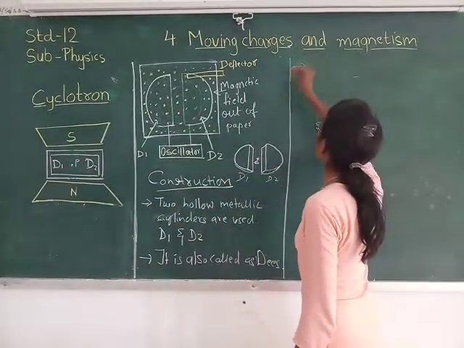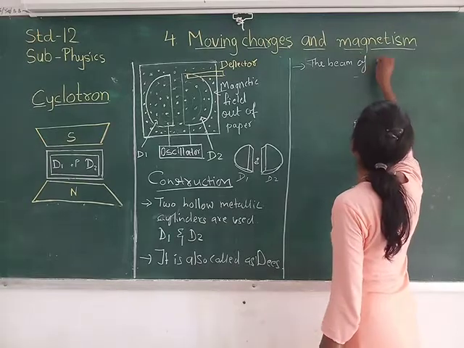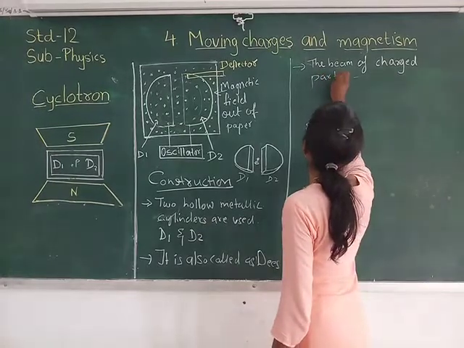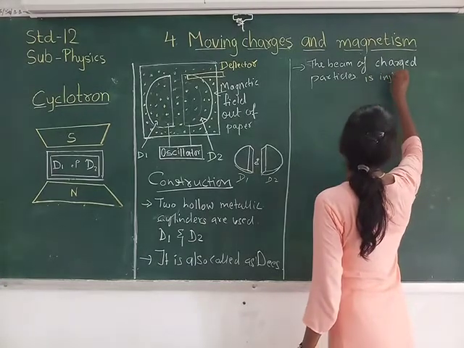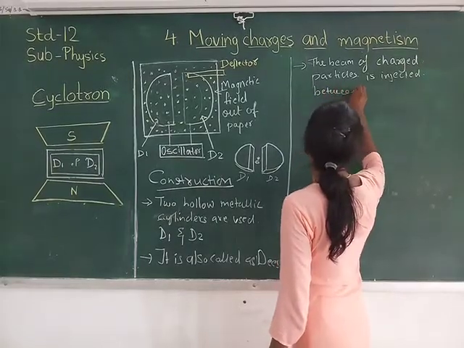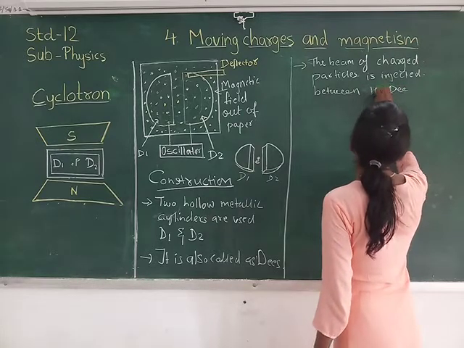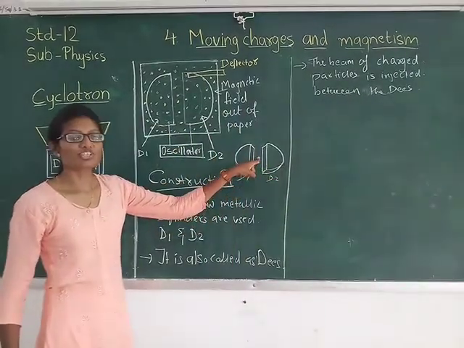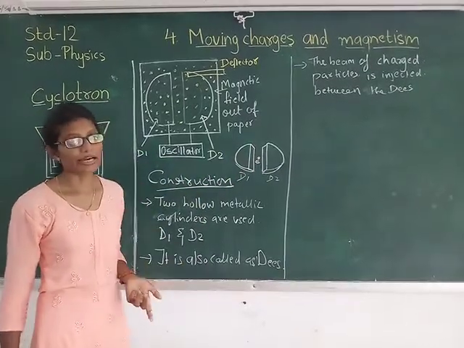So what do we have next? The beam of charged particles is injected between the two D's. Okay, so here is the source of the charged particles from which we will be getting the charged particles that will be accelerated to high energy.